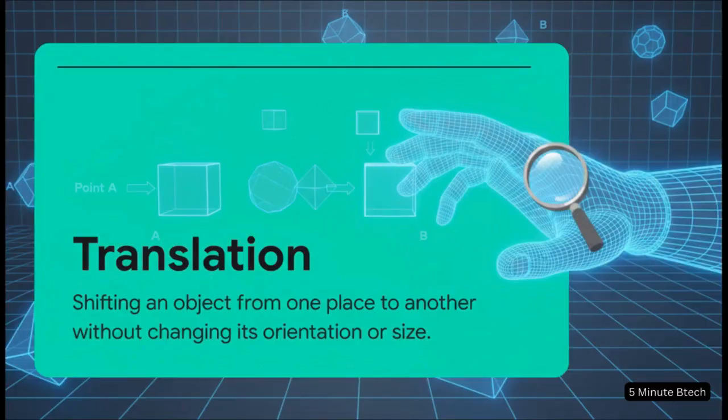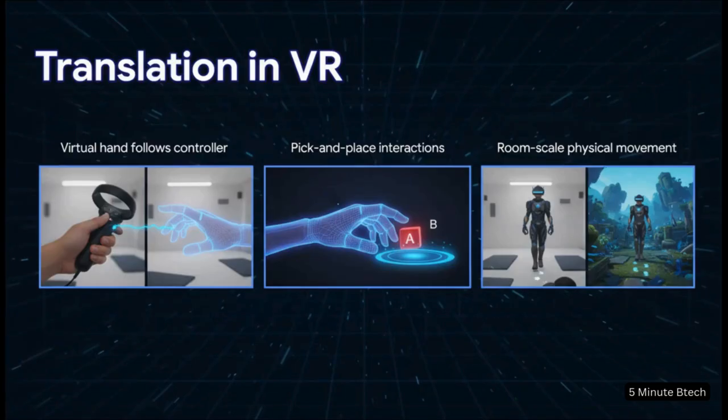First up is translation, and honestly, this is the simplest of the 3. It's just about changing an object's position, moving it from point A over to point B. The key thing here is that its size and the direction it's facing stay exactly the same. It just shifts. And you see this everywhere in VR. When you move your controller and your virtual hand moves right along with it, that's translation. When you pick up a block and set it down on a table, translation again. Even when you physically walk around your room and your whole avatar moves in the game, that's your real body's movement being translated into the virtual space.